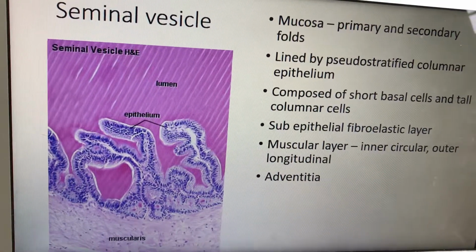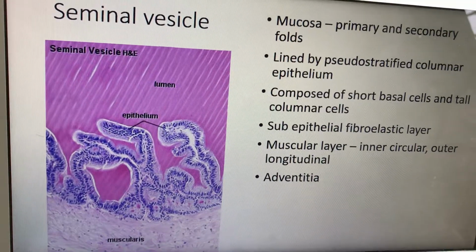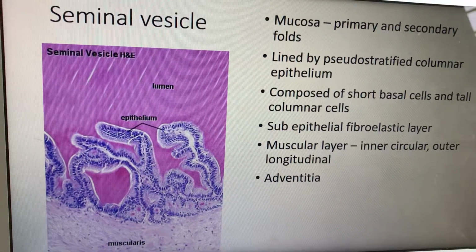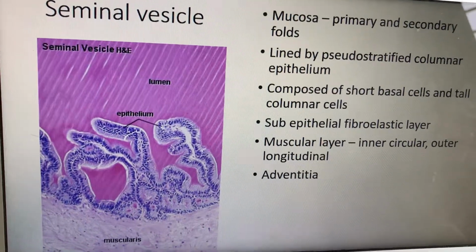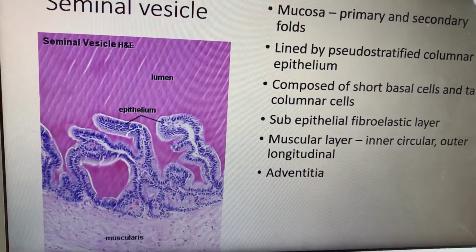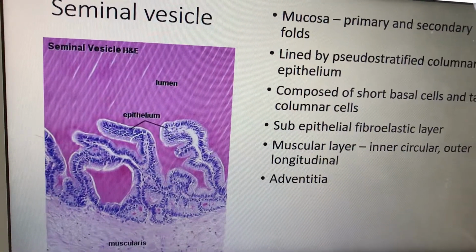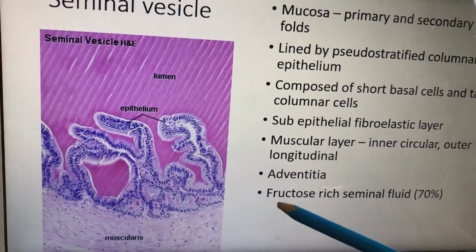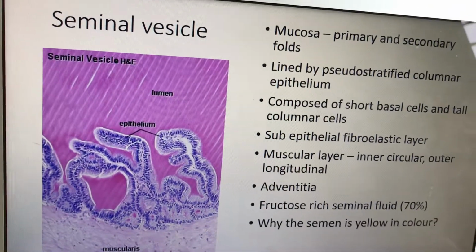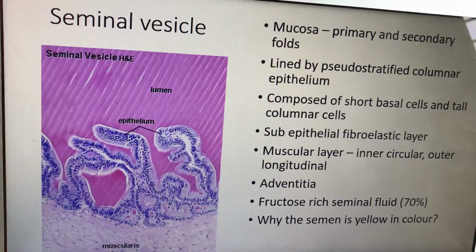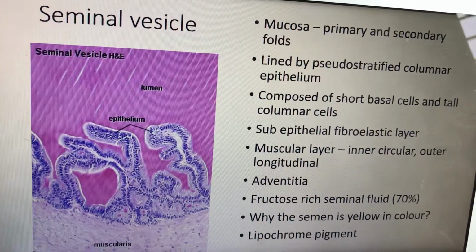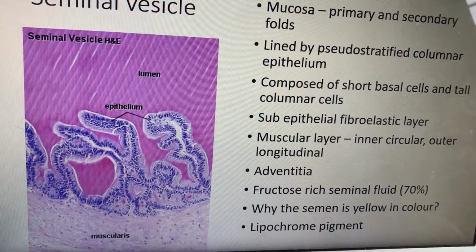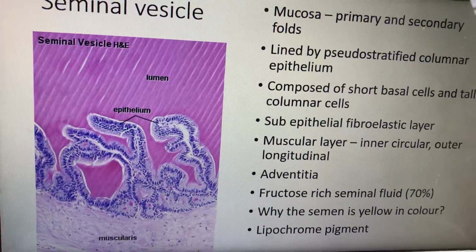As usual, you will be having the adventitia. But what does the seminal vesicle produce? Prostaglandins. Even the prostate also, so many secretions are there. These prostaglandins along with the prostate secretions are a component of the semen. Fructose rich seminal fluid, very important, is being secreted. And why is the semen yellow in color? Definitely some chromatic material will be there. That is called lipochrome pigment. It is secreted by the seminal vesicle. It also secretes fructose rich seminal fluid.